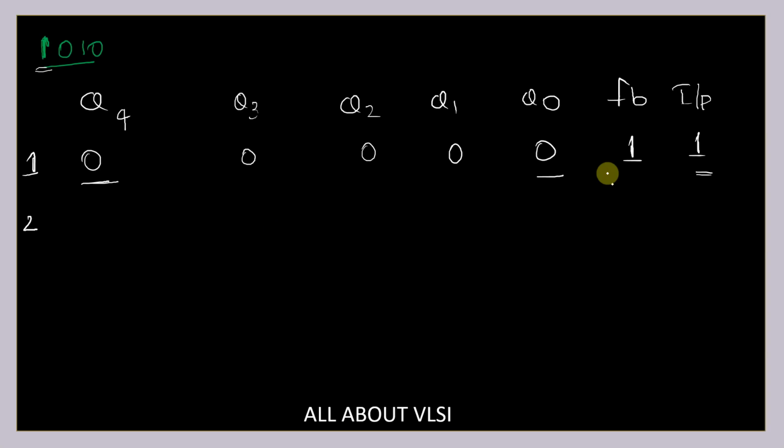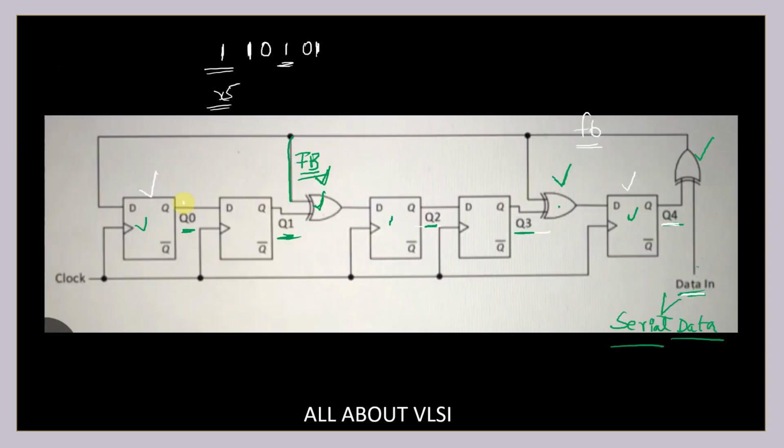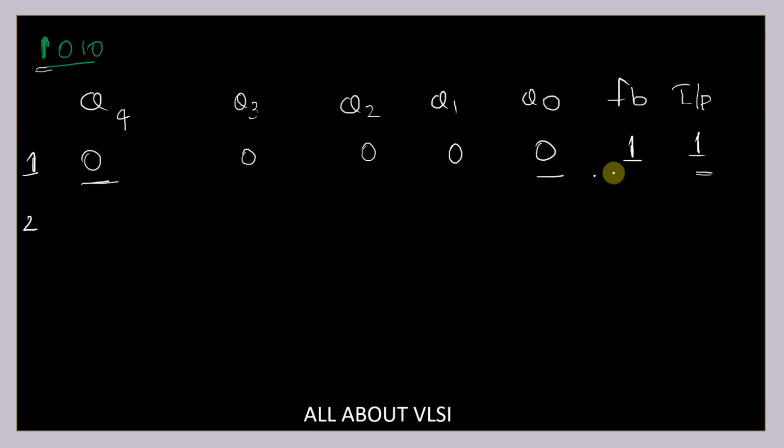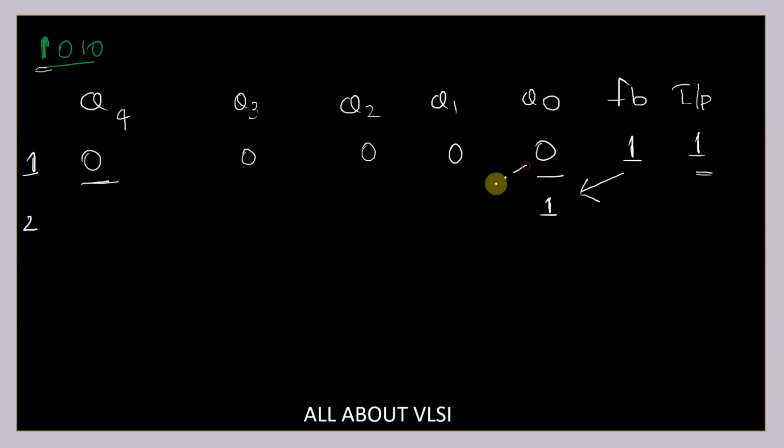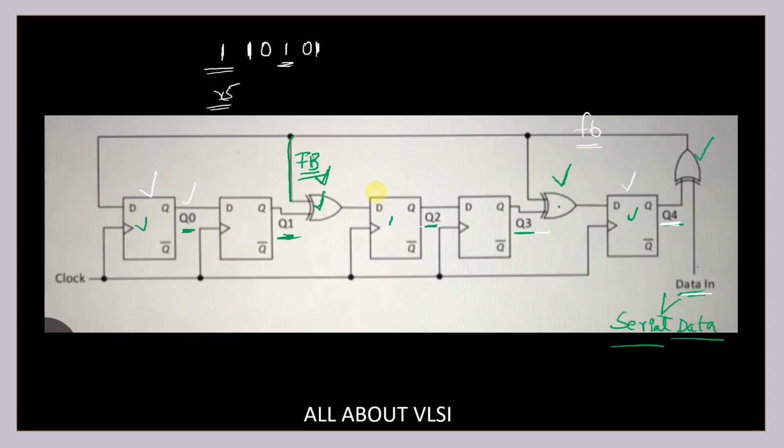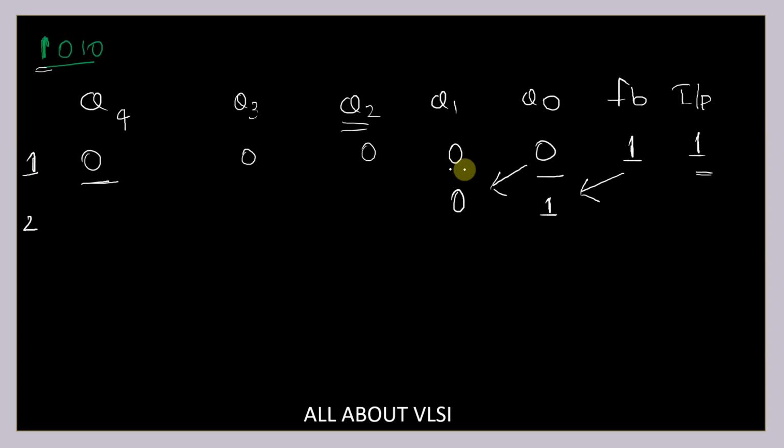In the second cycle, what is going to happen? What is the value of Q0? Q0 is nothing but feedback. Feedback is Q4 XOR with data, which is equal to 1. So, I'm going to have 1 present over here. And what is Q1? Q1 is nothing but left shift of your Q0. So, Q1 is nothing but 0. And what about your Q2? Q2 is nothing but Q1 XOR with feedback. So, what is your Q1?